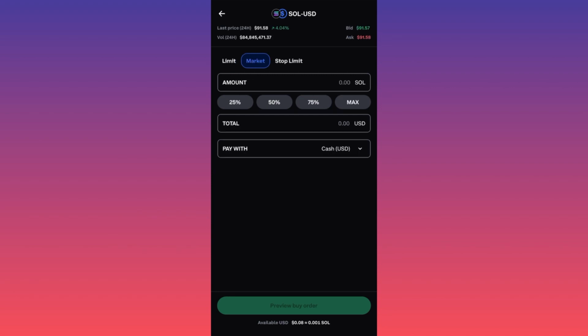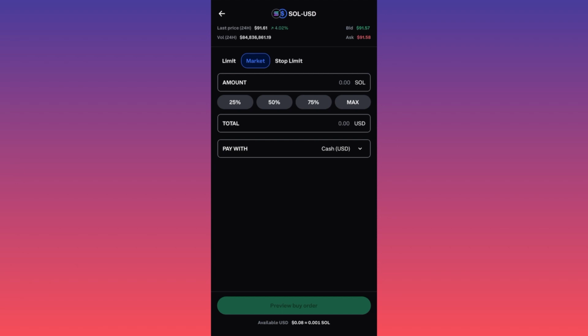The next option, of course, is the market order. Let's say you want to buy right now. You expect something big to happen. You don't want to wait. So the market order will execute your order at the price the coin is at the moment you click the button. There is no guarantee what the price will be.